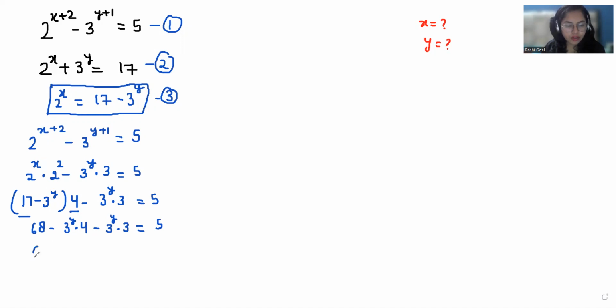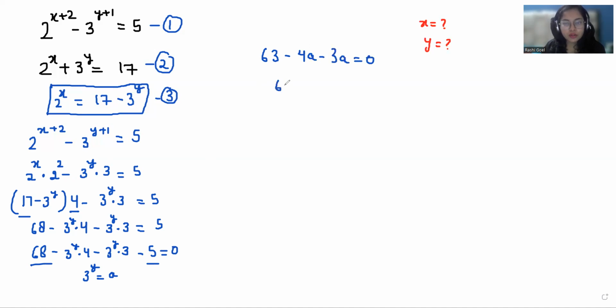I'll take this 5 here. So 68 minus 3^y times 4 minus 3^y times 3 equals minus 5. Plus 5 comes to this side, minus 5 equals 0. Now I'll take the substitution 3^y equals a. So 68 minus 5 is 63, minus 4a minus 3a equals 0. So 63 minus 7a equals 0.